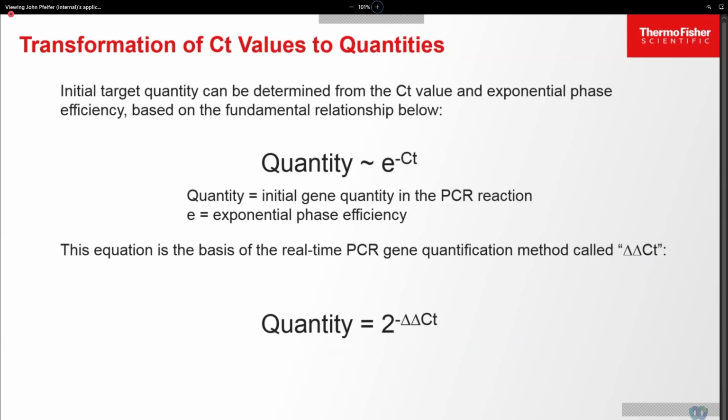Now, if the goal of the assay or test is to quantify, we can calculate the initial target quantity by using the CT value and the exponential PCR phase efficiency. It's based on the relationship that you see here. The quantity is proportional to the exponential efficiency, which is the E there, taken to the minus CT power. So this fundamental relationship is the basis of the real-time gene quantification method called delta-delta CT, or sometimes called comparative CT. This is the best method known for quantifying genes in real-time PCR.